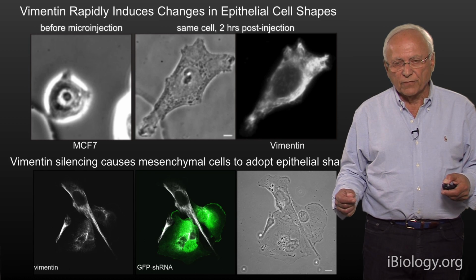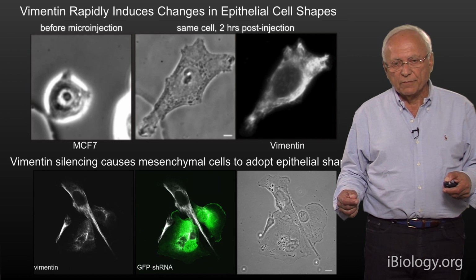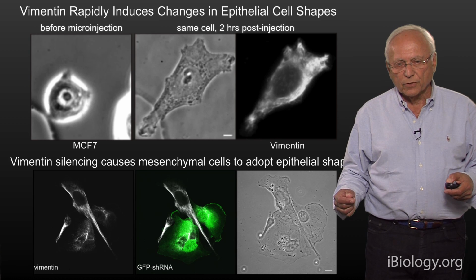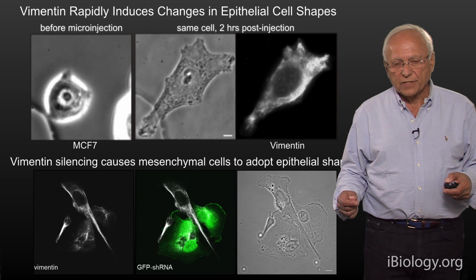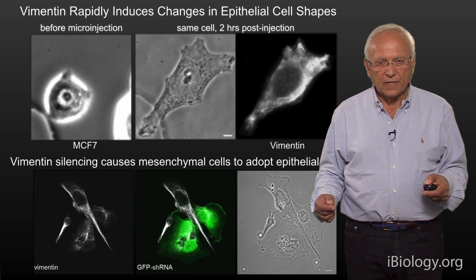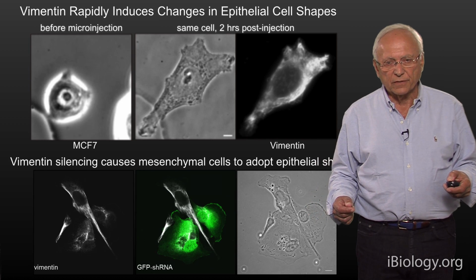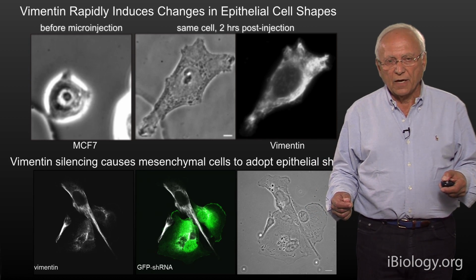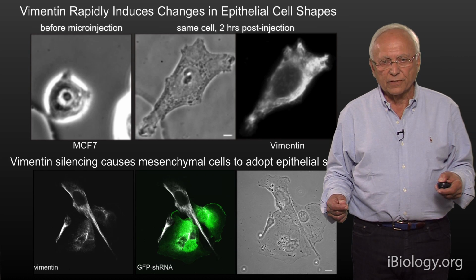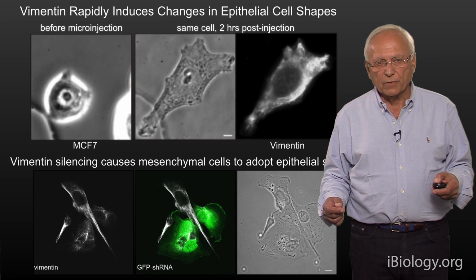So it looks like both the reverse of the EMT, the mesenchymal to epithelial transition, and the EMT itself can take place just by controlling Vimentin expression. So cell shape seems to be very dependent, in this case, on the intermediate filament composition of cells. I should mention that microtubules and actin are not affected in these experiments.